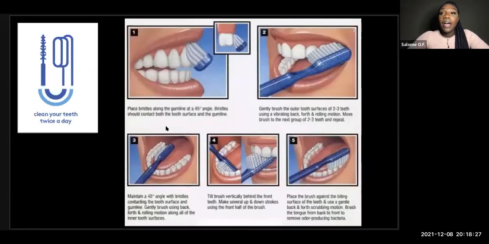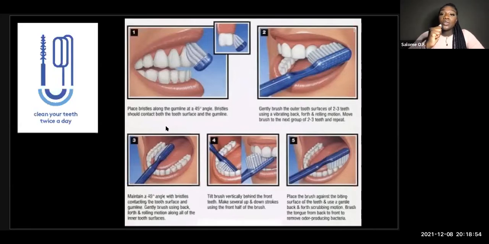The picture says a 45-degree angle. It may be hard for you to actually visualize that you're doing a 45-degree angle, but the goal is to get the bristles to go at your gum line. So when you're brushing your teeth, it's not only your teeth that you're brushing, it's also your gums. You want to make sure you're removing the plaque and the bacteria that is surrounding your gums. So you make sure the brush goes all the way up there, and you do a nice circular motion.